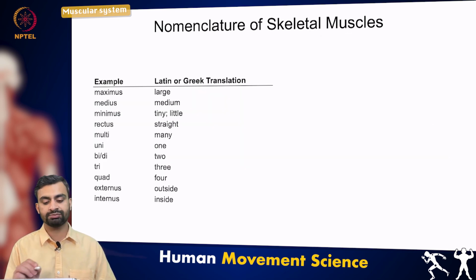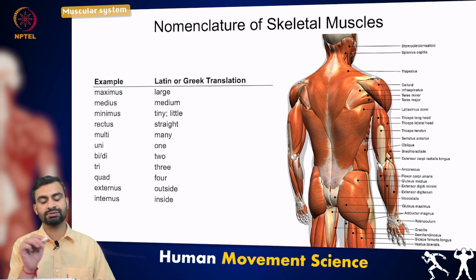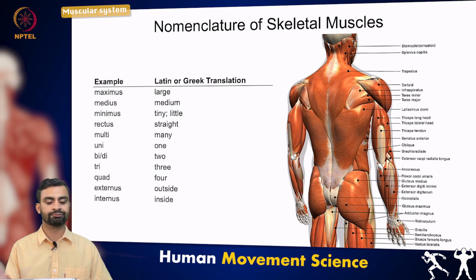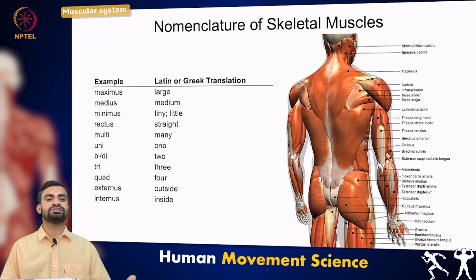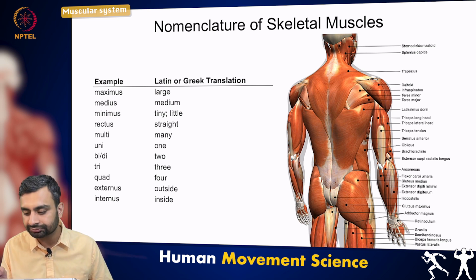Similarly, maximus means large, medius means medium, minimus means tiny or little, rectus means straight, multi means many, uni means one, bi or di means two, tri three, quad four. Externus means outside and internus means inside. So you can see all these root words being used in various muscles over here.